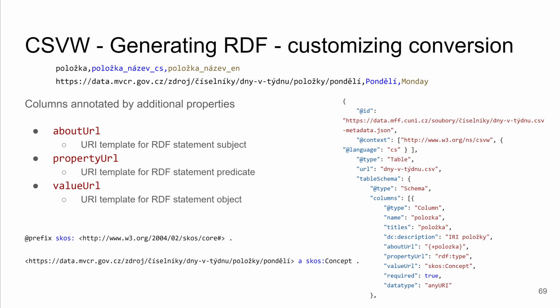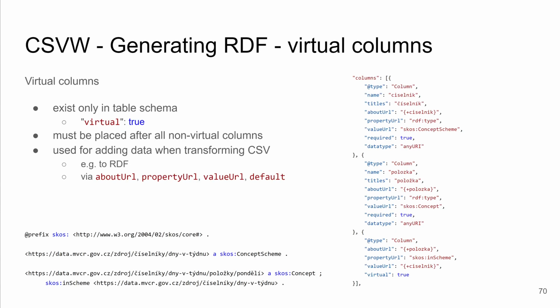And the result can be seen on the bottom. So the result is a turtle file with the SKOS prefix, and it will contain that this IRI is a SKOS concept. Now, like this, each column could be only used to create one RDF statement, which might not be enough for some use cases. So if we need to generate more RDF statements, we'll need to add more columns.